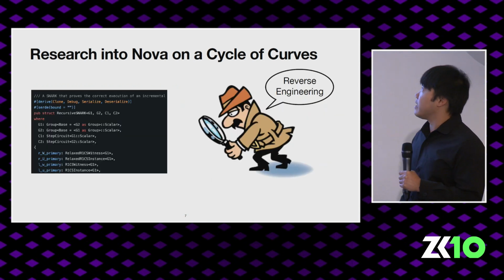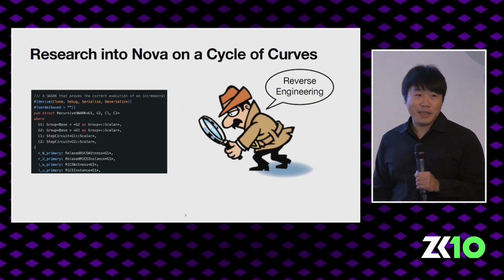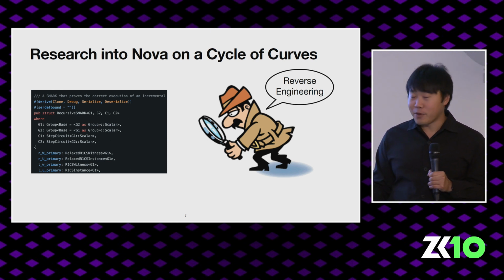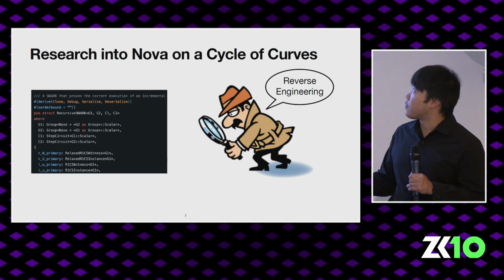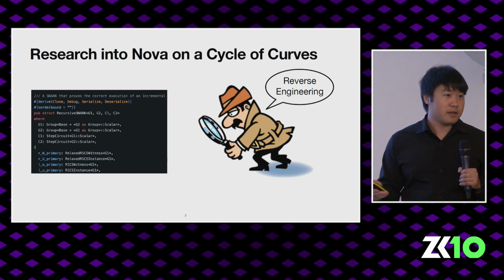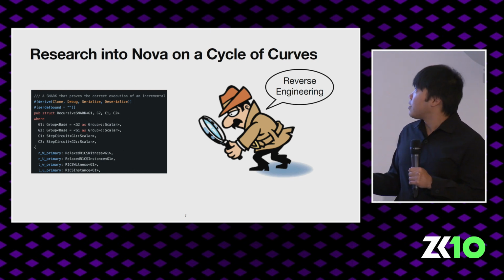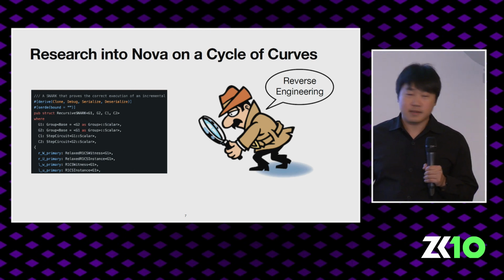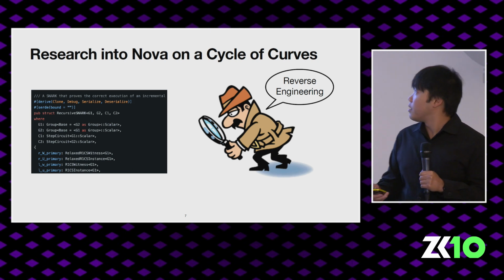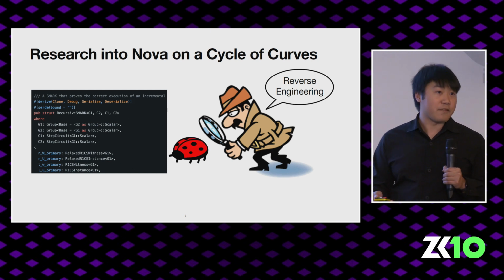And so I realized that I would probably have to just go through the whole code base, reverse engineer it, and write down a formal description of how Nova operated on a cycle of curves, and hopefully write its proof of security, and maybe annotate the code base. But during this attempt to actually formally describe the system, I realized that there was a pretty significant bug.